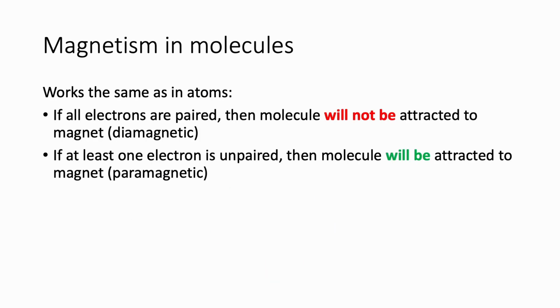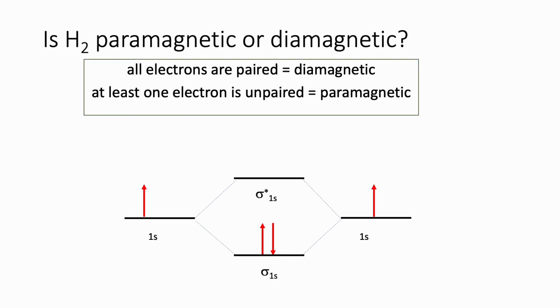Now let's talk about magnetism, and this works the same as atoms. Basically, if you have all of your electrons paired up, it's diamagnetic. The molecule will not be attracted to a magnet. But if you have unpaired electrons, then the molecule will be attracted to a magnet. So here's hydrogen, and you can see that we only have paired electrons in our molecular orbitals. Okay, so make sure you ignore the atomic orbitals that these came from. We're only looking at the electrons in the molecular orbitals.